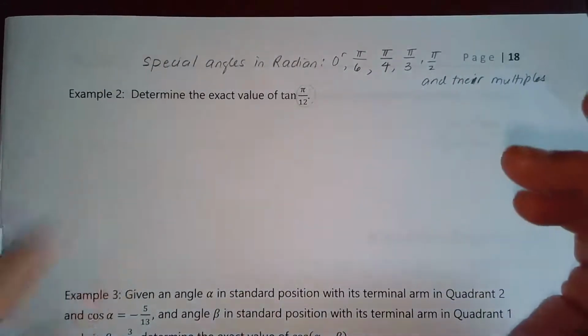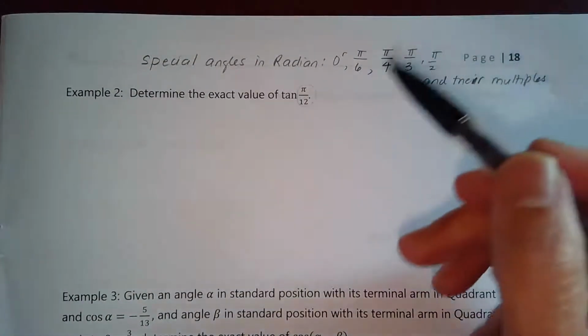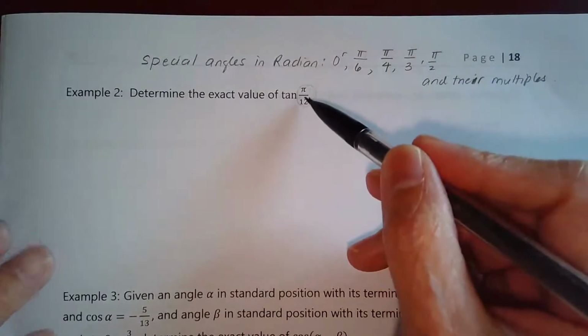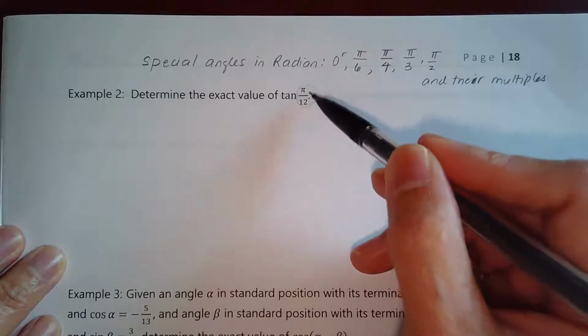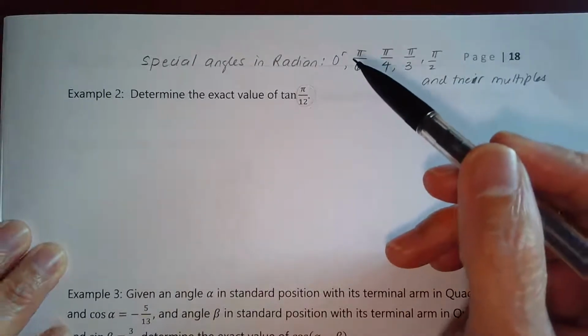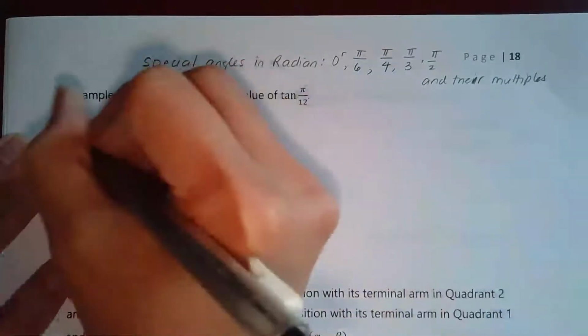So how do we do this part in here? I'll show you. This is pi by 12. So what we can do is ask, how can we make pi by 12?